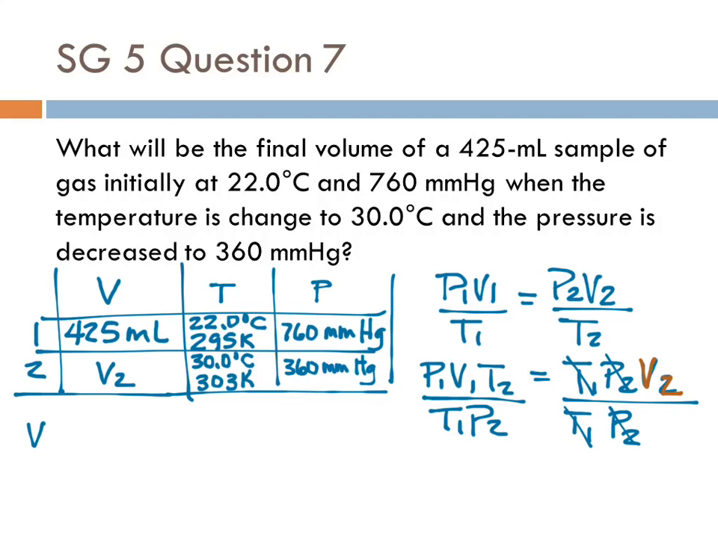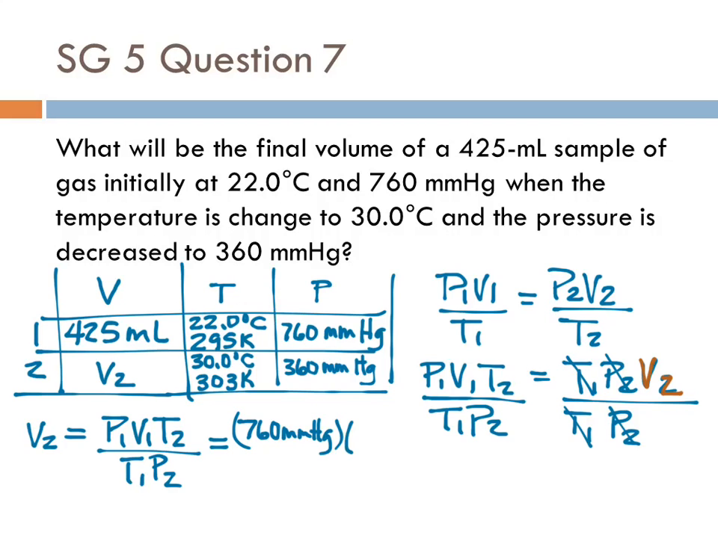So now we copy this down, and with all these letters and numbers, it's really easy to get them mixed up a little bit. So after you copy it down, double check it and make sure that you didn't move a 1 or a 2 or change a P to a V or something. Now we fill these in from our table. Pressure 1, 760 millimeters of mercury. Volume 1, 425 milliliters.